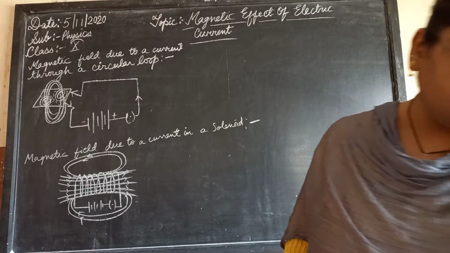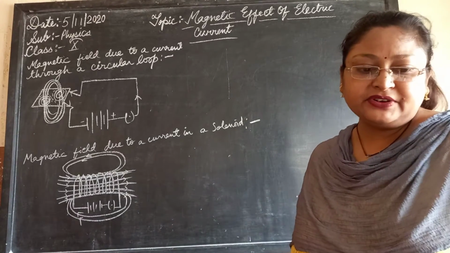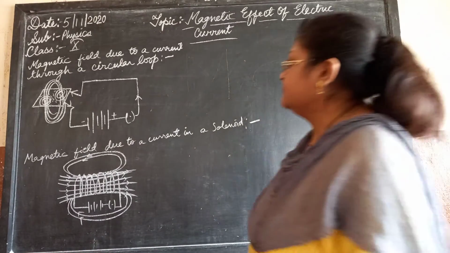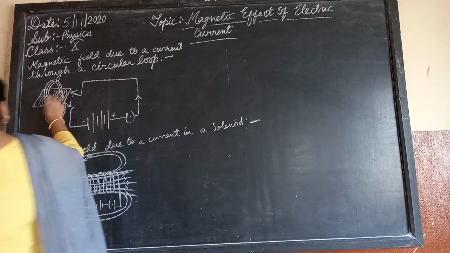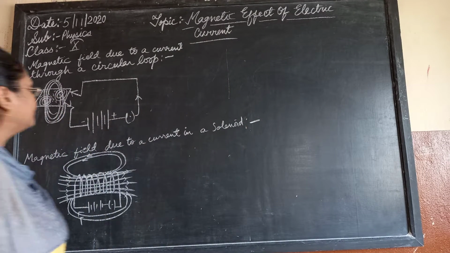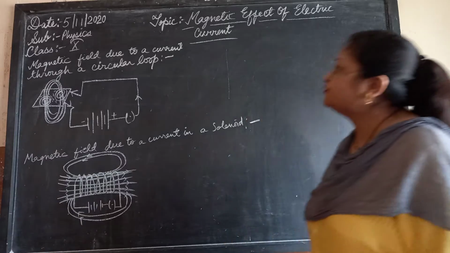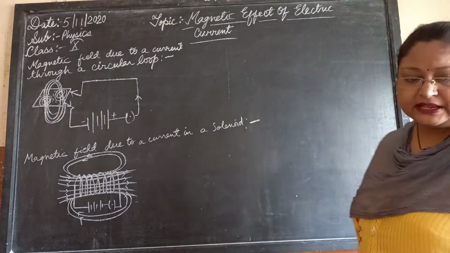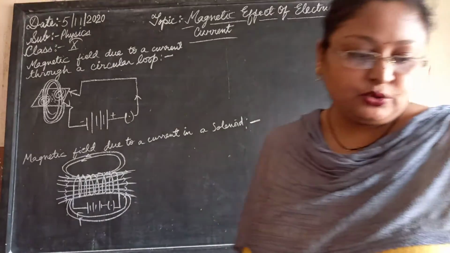What will happen? The iron filings will move in concentric circles round these two holes. This shows that there is a magnetic field due to the current in the circular loop, which is shown by this particular experiment.